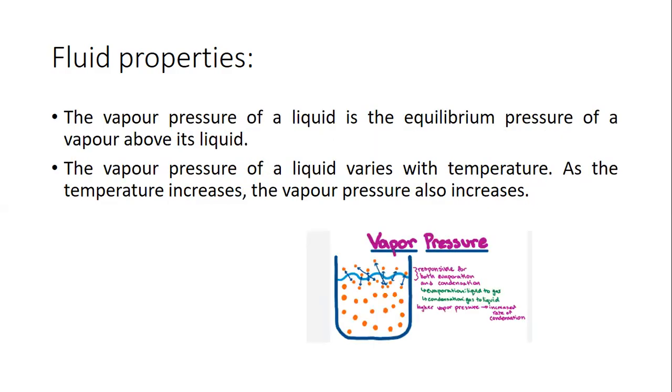So vapor pressure is the next fluid property to be discussed here. Vapor pressure is nothing but the equilibrium pressure above the liquid state. The vapor pressure of the fluid varies according to the temperature. If the temperature increases, it may also be high. If it is low, vapor pressure will be low.